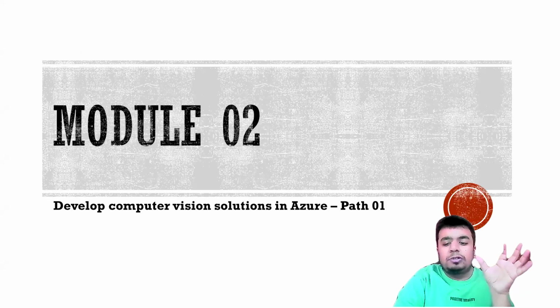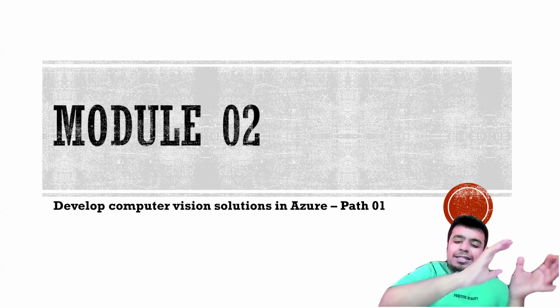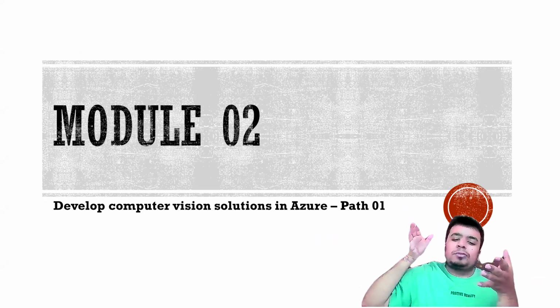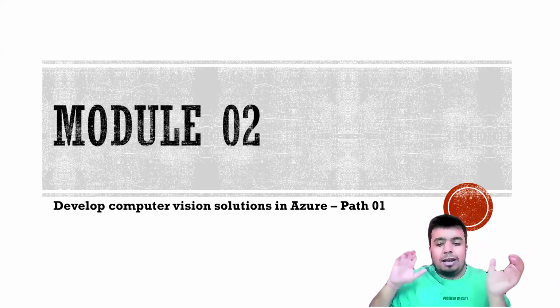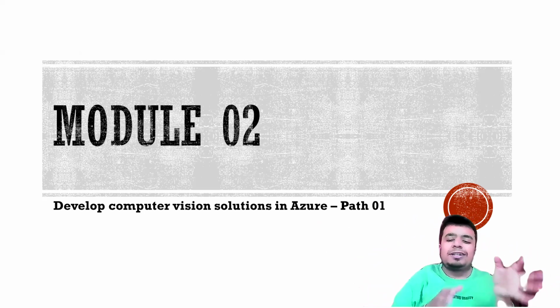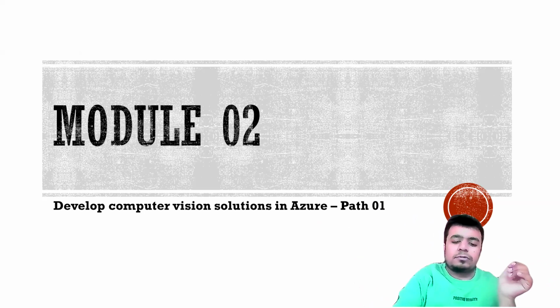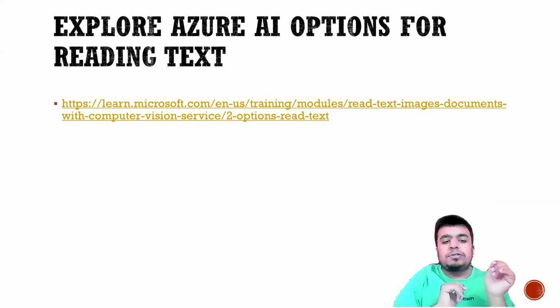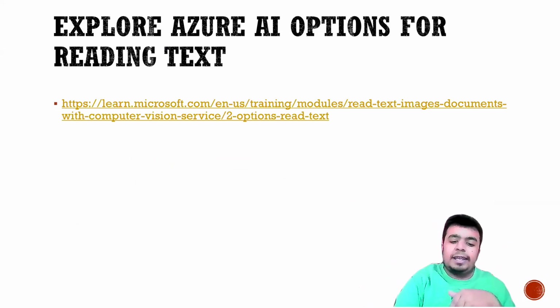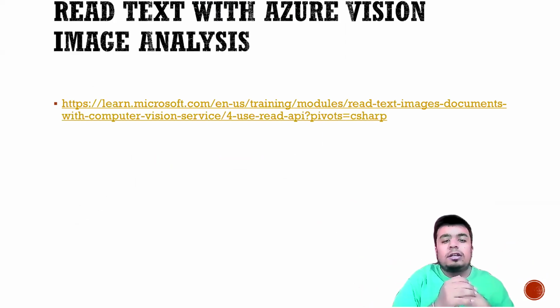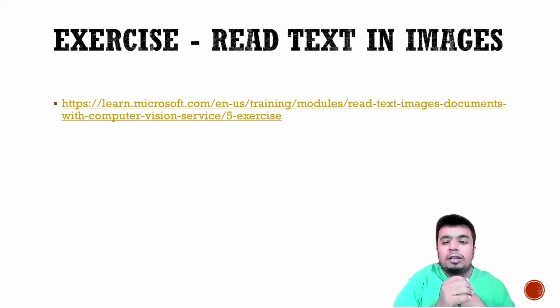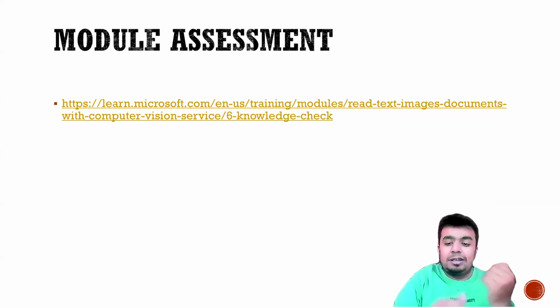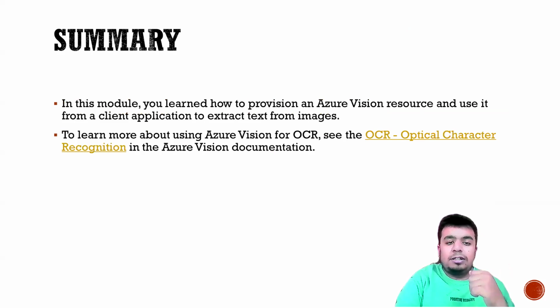Followed by module 2. Module 2 covers the same as module 1, but some of the topics are of different types. So we covered the introduction, then image description, then Azure AI options for reading text, then reading text with Azure Vision image analysis, then reading text in images, then the module assessment and the summary.